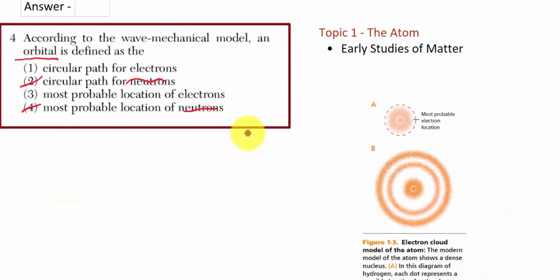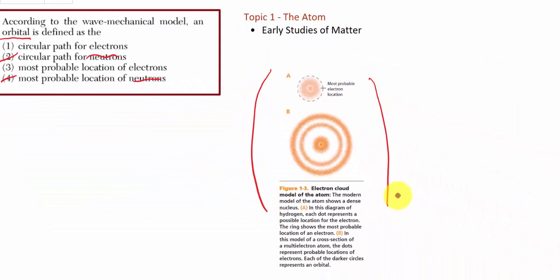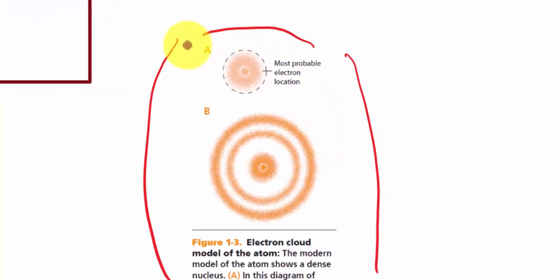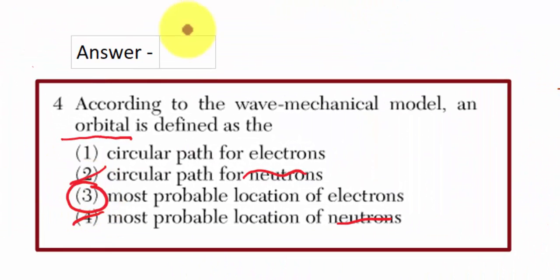Here's some support material that explains that a little bit. And you can see that the orbital is defined in this particular text as the most probable location of an electron. So that's going to be answer number 3.